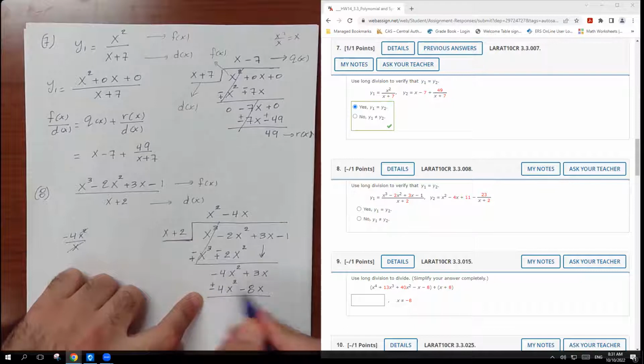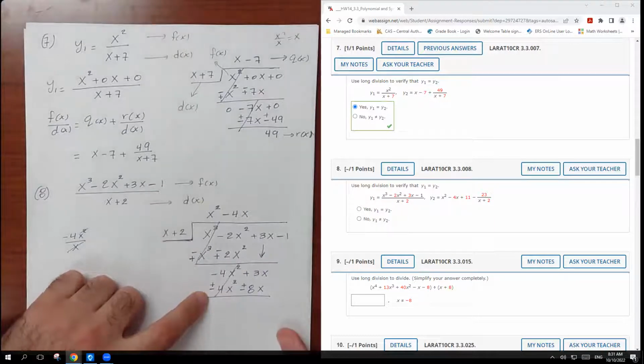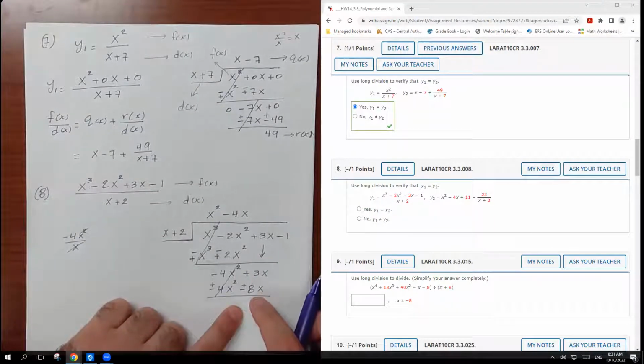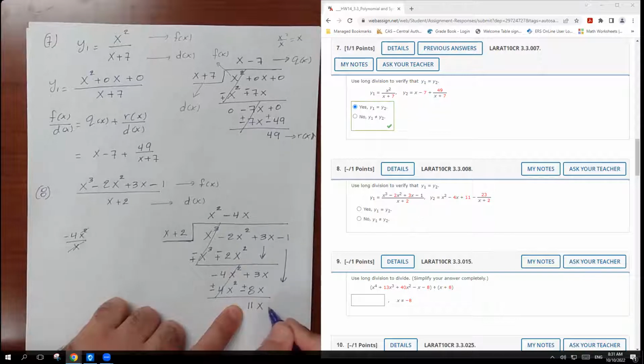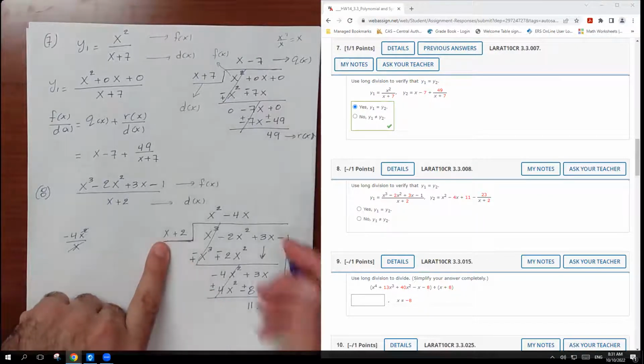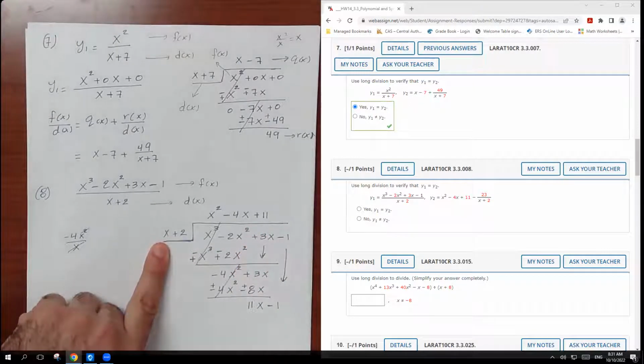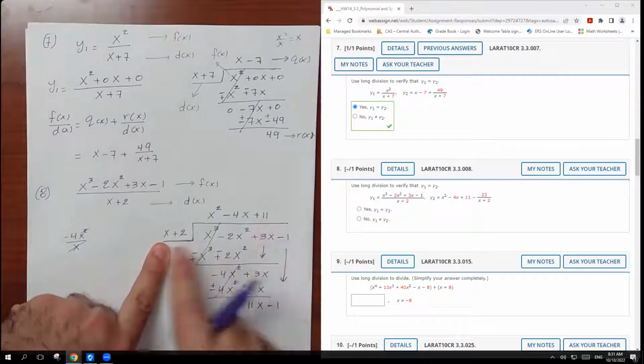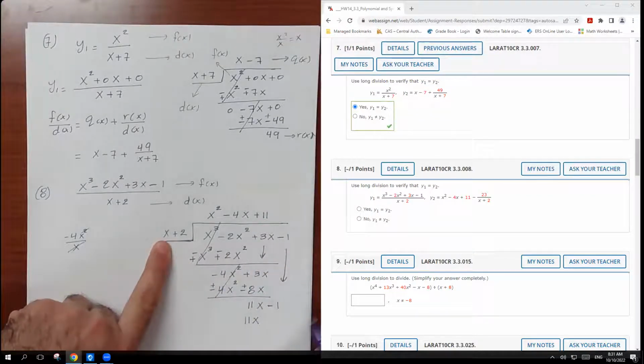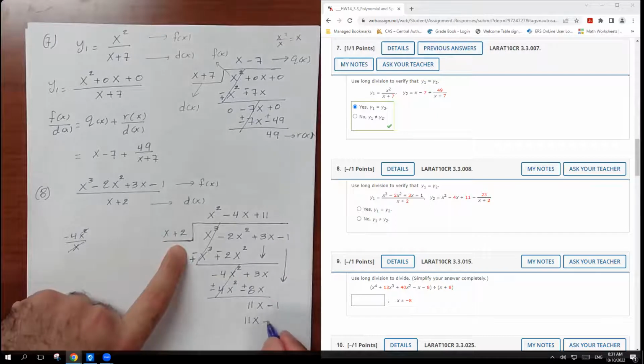Now change the sign, plus, plus. Negative 4 plus 4 is going to be 0. That means this cancels. Now 3 plus 8 is going to be 11, so it's going to be 11x. Now let's keep going. We're going to write down the last term, which is minus 1. Now we're going to say 11x divided by x, so it's going to be 11. We're going to do a multiplication. 11 times x is 11x. 11 times 2 is going to be plus 22.